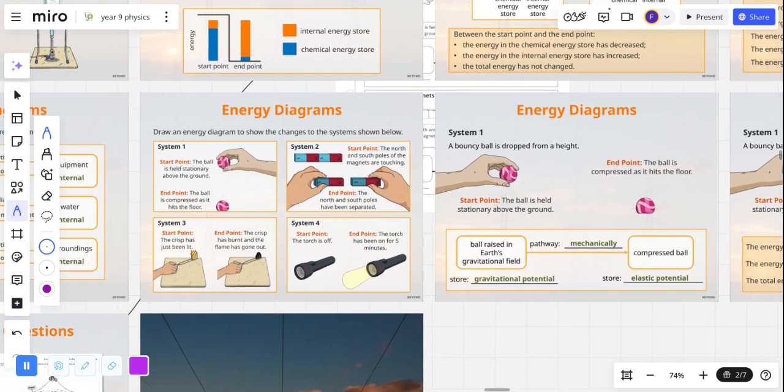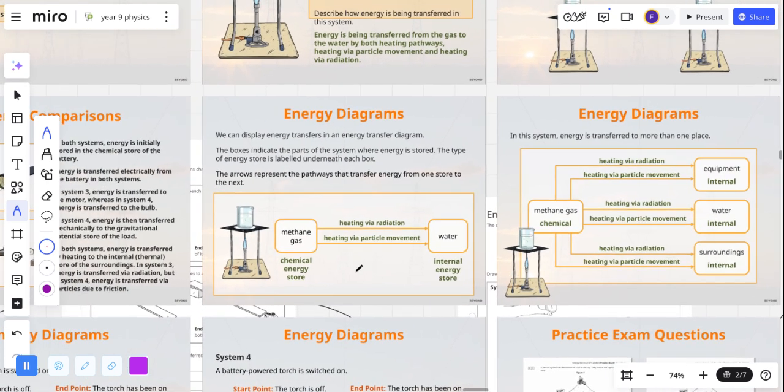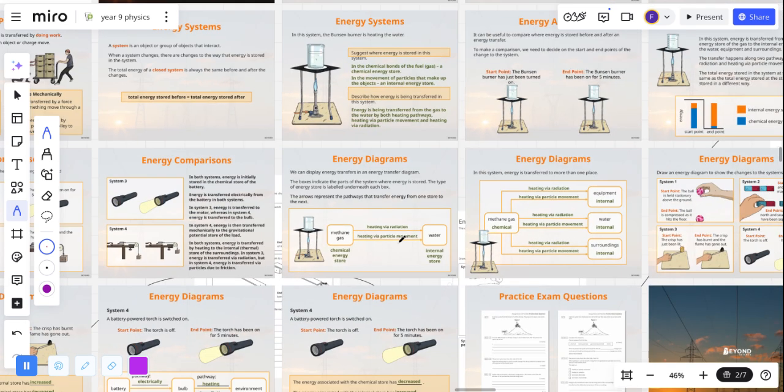The last thing I really want to talk about as you move through things are energy diagrams. Going back to the Bunsen burner, it's getting hot because we're burning methane gas, which is a chemical energy store, and you're heating up the water, which is its internal or thermal energy store. It's heating in two ways: the really hot air going up and heating it up, and the infrared radiation. So there are two different energy transfers.